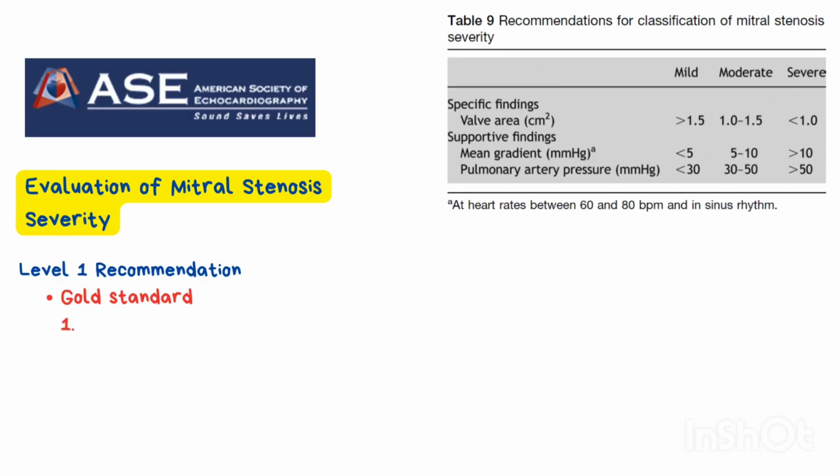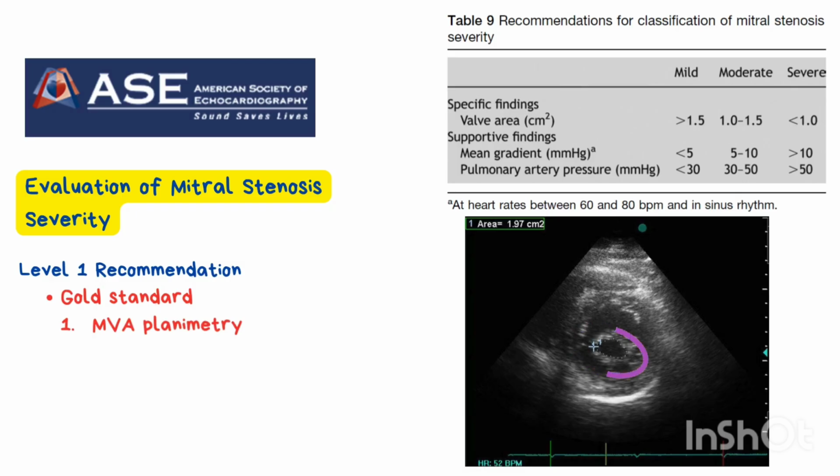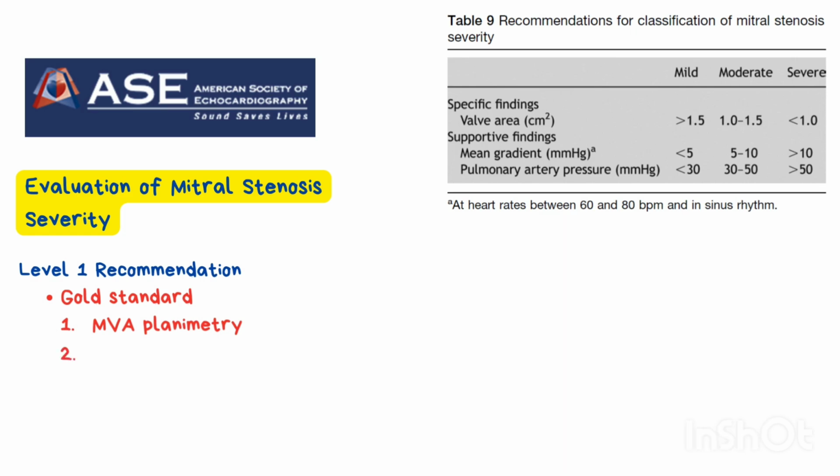First, there's mitral valve area by planimetry. This is a direct measurement, done by tracing the valve opening in the parasternal short-axis view, usually at the leaflet tips. When acquired correctly, it has the best correlation with actual valve area, but it takes skill and image quality to get it right. Next, we have the mean pressure gradient.